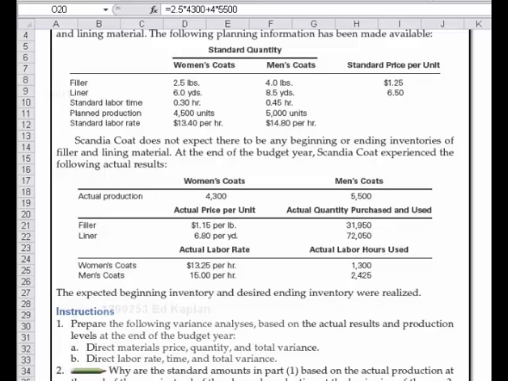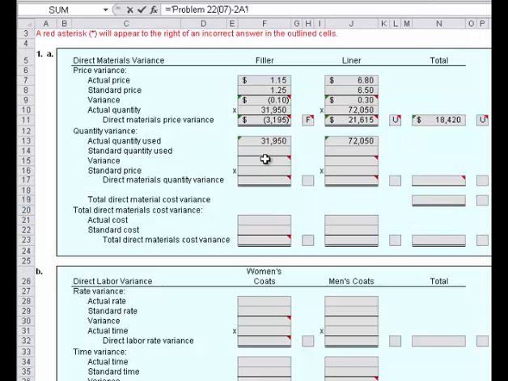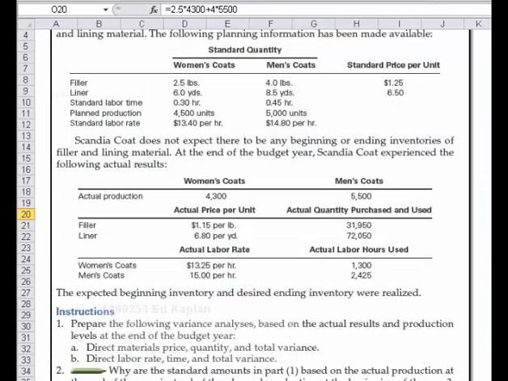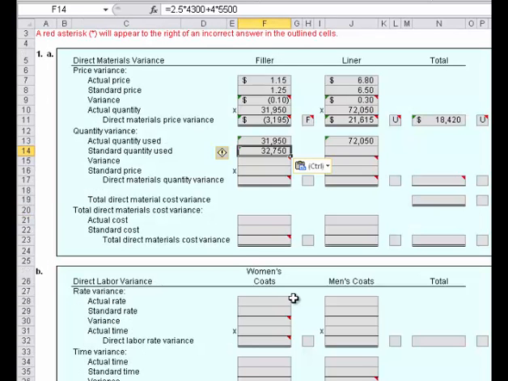Okay, to find the standard quantity used, and I've worked it off to the side, but you can see it here, we have to take the 2.5 pounds of women's coats times the 4,300 actual coats produced and add to it 4 pounds times the 5,500 of men's coats, and you get that value that you see right here. So when we look back at our problem, we know that the standard quantity for filler is going to be 32,750. Next, let's tackle the standard quantity for the liner.